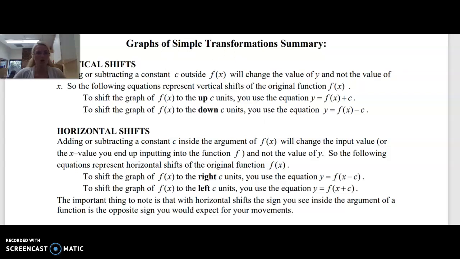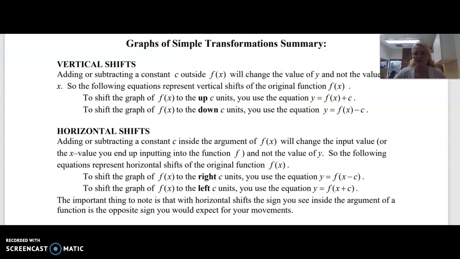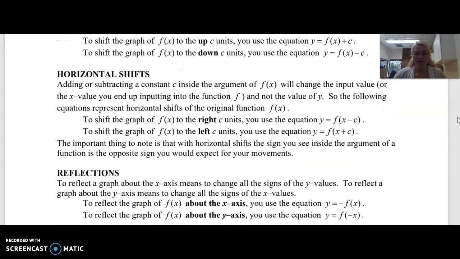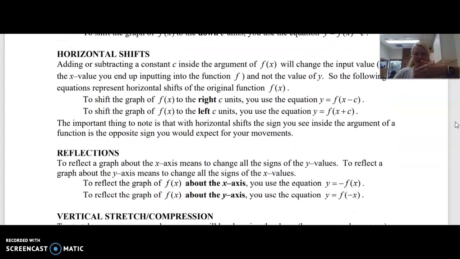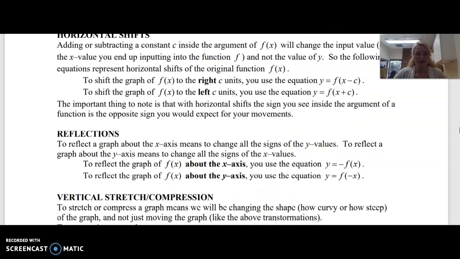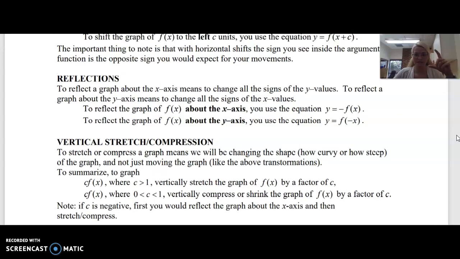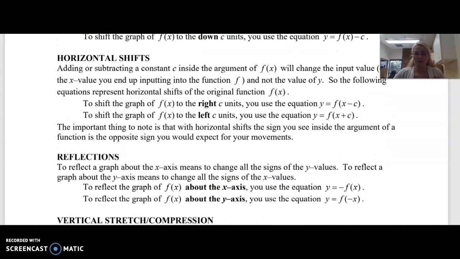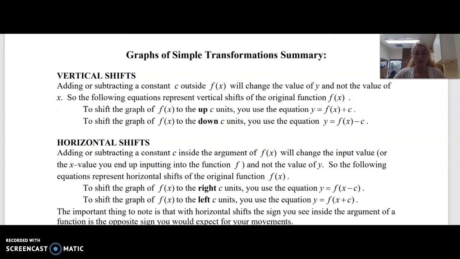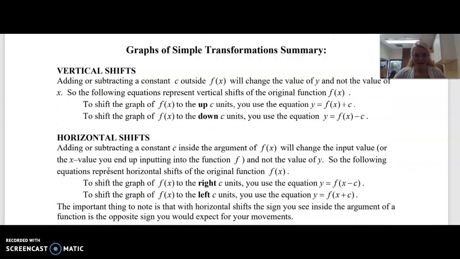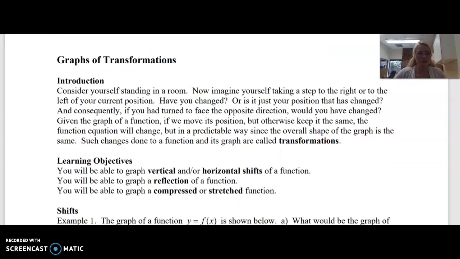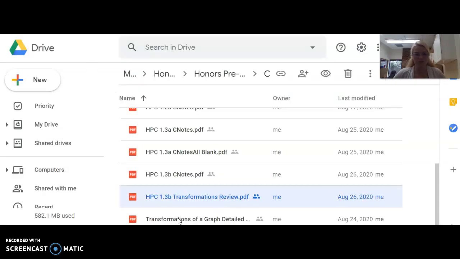So we've got things called vertical shifts, horizontal shifts, reflections, about the x-axis is the one we usually use where everything gets flipped upside down, and vertical stretches or compressions. We're going to see some examples of those in the worksheet we're about to work through. But if you want the details behind this document, that would be this other one, Transformations of a Graph Detailed Review.